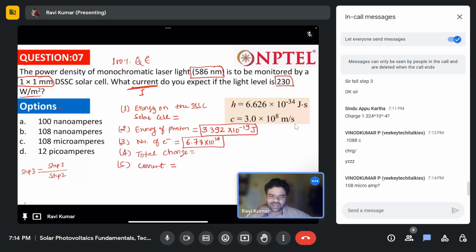One zero eight microampere, yes. Yes, we know, it is 108 microampere. Others, please solve it. See, energy on the DSSC solar cell will be 230 into 10 raised to the power minus 6 watt.